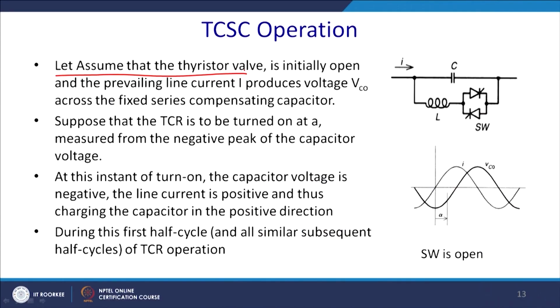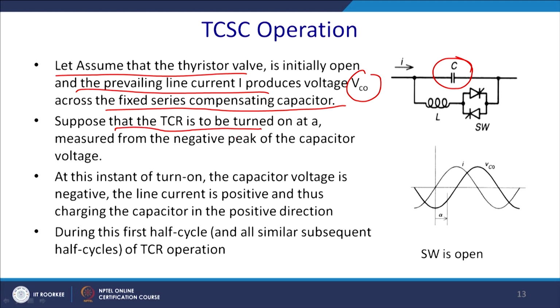Let us assume that the thyristor valve is initially open. So, all the current was passing through the capacitor, and the prevailing line current produces the voltage Vc0 across the fixed compensating capacitor, so across this device. Now, we shall trigger it. Suppose that the TCSC is to be turned on at an angle measured from the negative peak voltage of the DC capacitor. So, this is the value of the DC capacitor and this is the delay angle alpha.